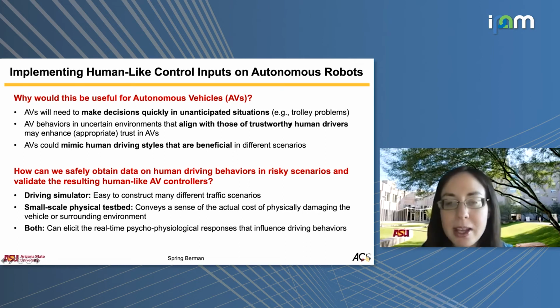And also if the AV is behaving as a trustworthy driver, then this can also enhance appropriate trust by the public and hopefully increase acceptance of autonomous vehicles if they are behaving like moral agents, even if they actually aren't. So in order to do this, we would need to obtain data on human driving behaviors. But because we're focusing specifically on risky scenarios, like imminent crashes, we want to do this in a safe way that doesn't involve full-scale vehicles and potential damage like that.